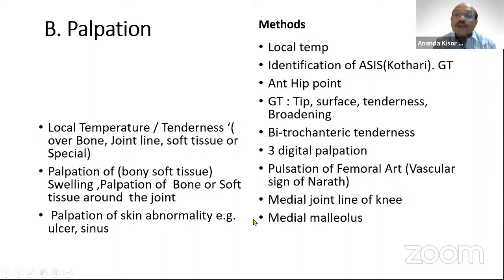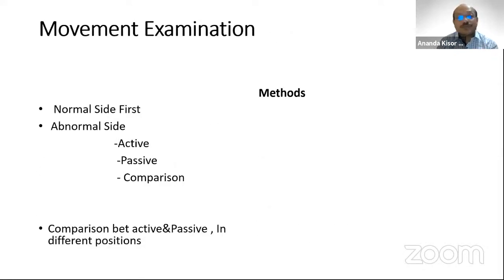Another is we have to identify the medial joint line of the knee and the medial malleolus. I will show in the video. And the distal pulsation should also be examined, basically the popliteal artery, the dorsalis pedis artery, and also the posterior tibial pulsation. These pulsations are also asked. These are the specific methods that may be asked from the students.